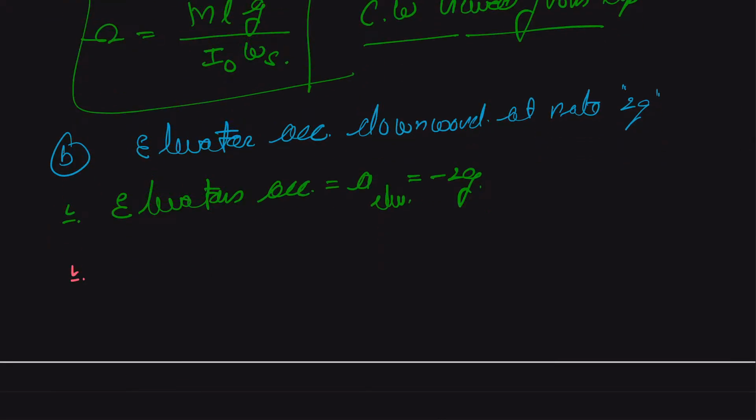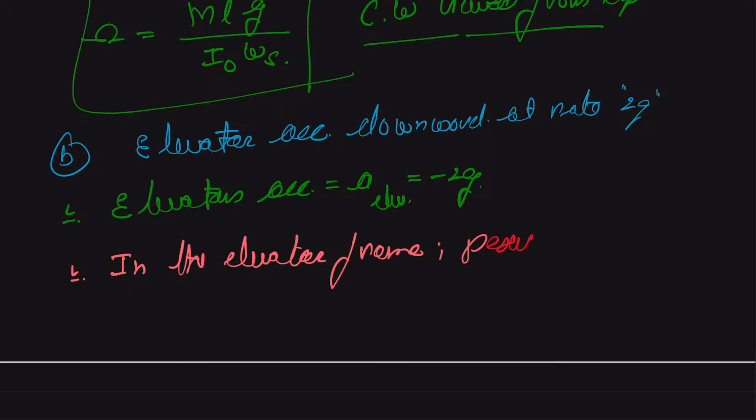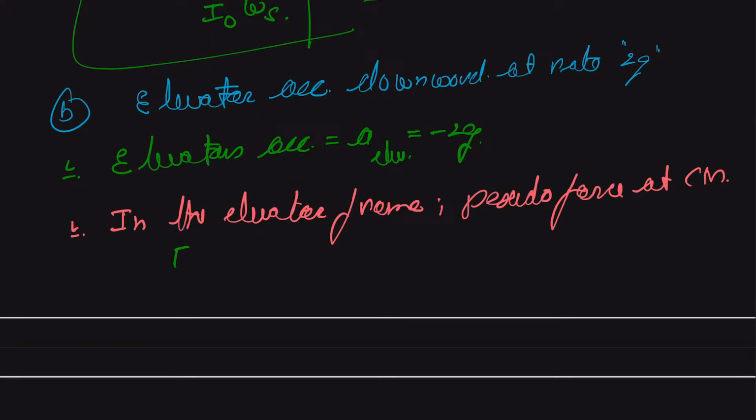Therefore we can say that in the elevator frame, the pseudo force at center of mass, let us call this Fp, will be equal to minus of m times the acceleration of our elevator. We substitute the acceleration of the elevator and we get this as plus 2mg.